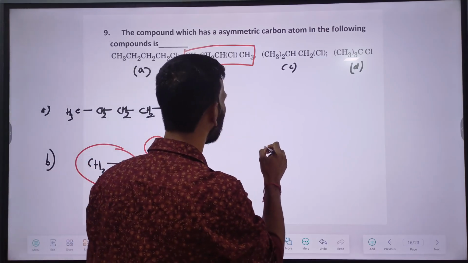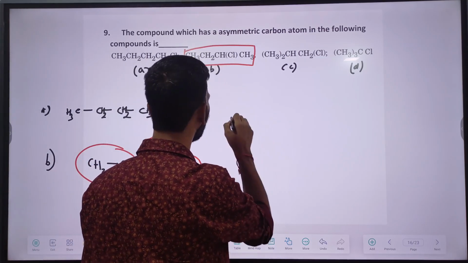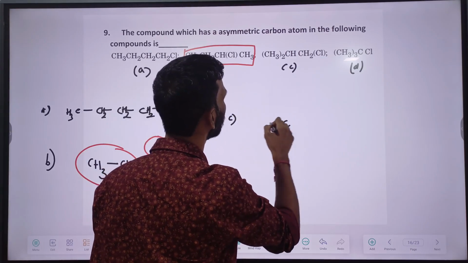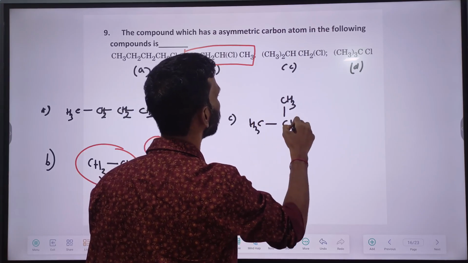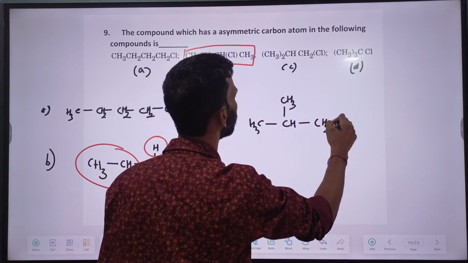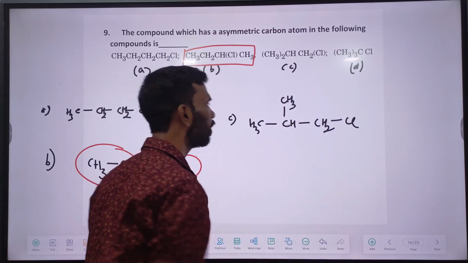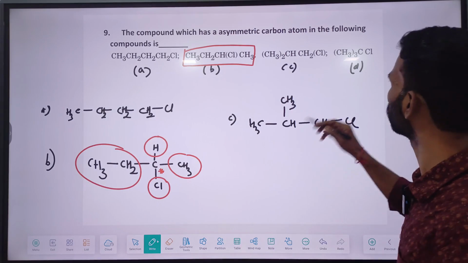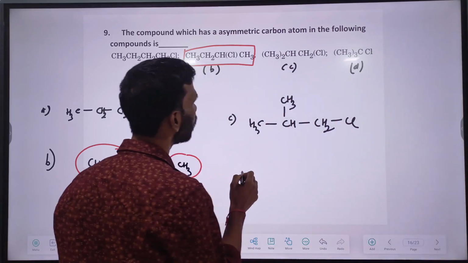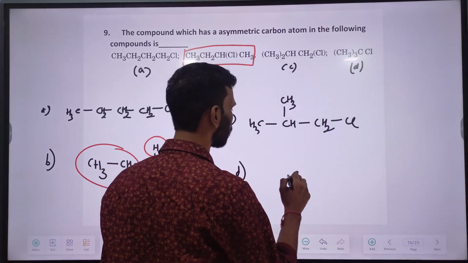Over here also we'll check. The C1. This is that carbon. There are 2 methyl groups on this. This is hydrogen. This is CH2Cl. No carbon is there where all 4 groups attached to it are different. So this is also not the answer. And last one, D, I'll write it this way.